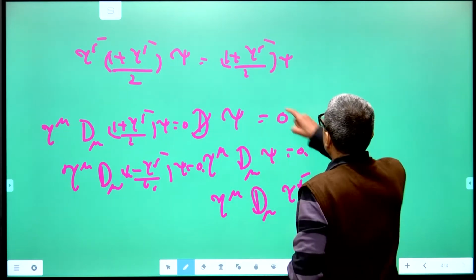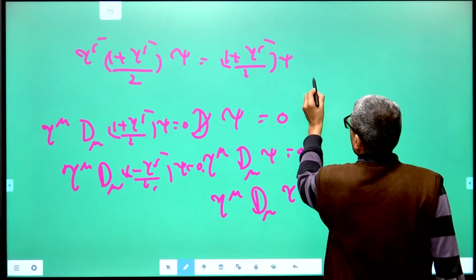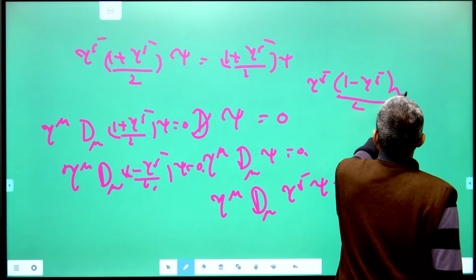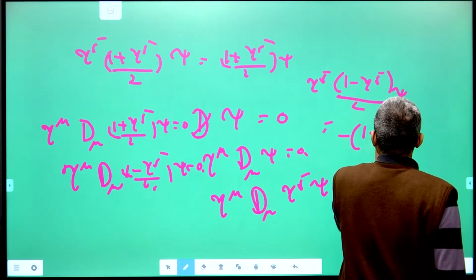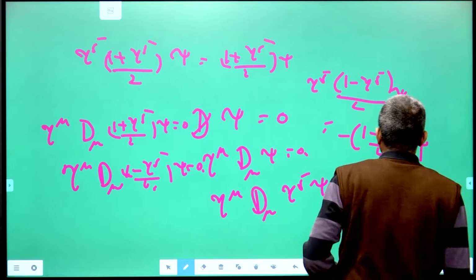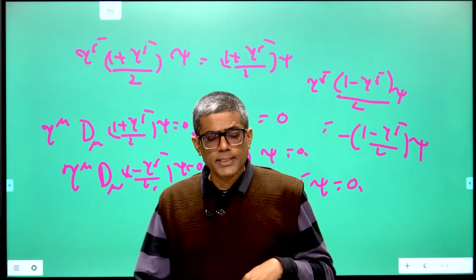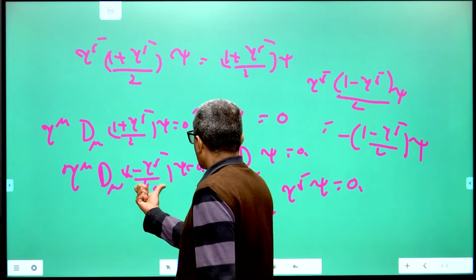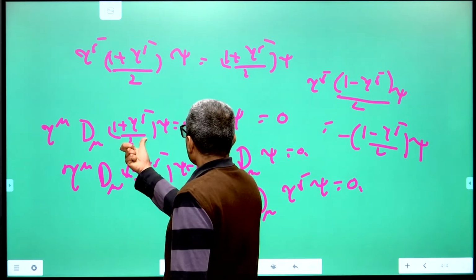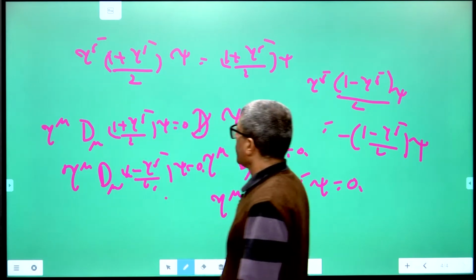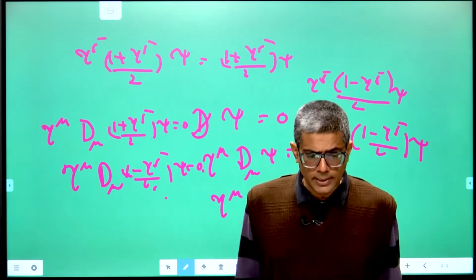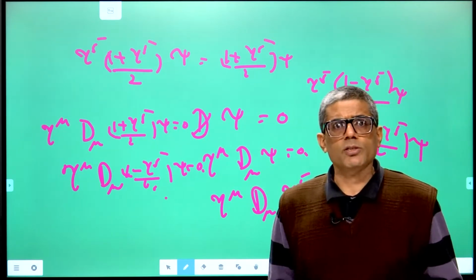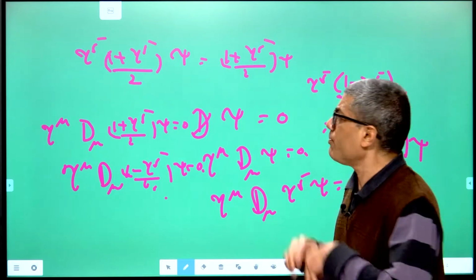So (1 plus gamma phi)/2 psi is a left-handed fermion, and gamma phi into (1 minus gamma phi)/2 psi is equal to minus (1 minus gamma phi)/2 psi. So (1 minus gamma phi)/2 psi is a right-handed fermion. But it can happen that (1 minus gamma phi)/2 psi may become 0, or (1 plus gamma phi)/2 psi may become 0. That is possible, and that means that the zero eigenmodes of the Dirac operator need not be paired up, right.